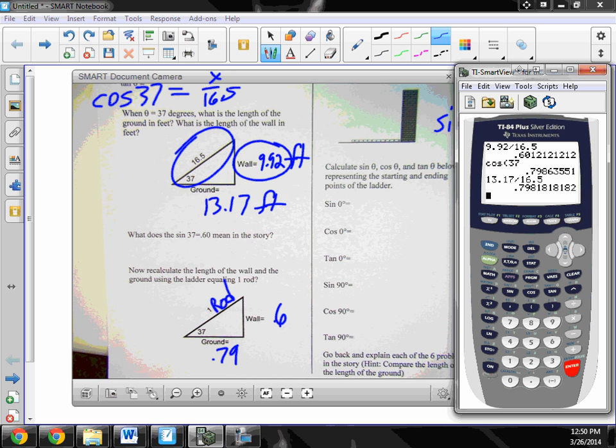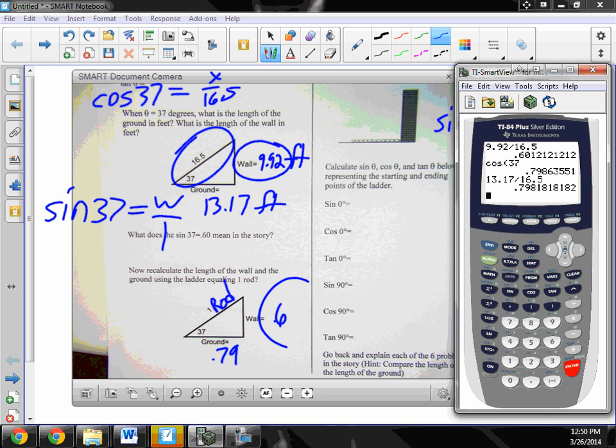Now, let's actually calculate that. So if I wanted to calculate the wall, the sine of 37 equals the wall divided by 1. Well, how do I get rid of that 1? I either don't, because W over 1 is W, or I multiply by 1, in which case 1 times sine of 37 is just the sine of 37. So that number now has two meanings. It's a percentage and it's also a length. Okay? That's the second great lesson for today.